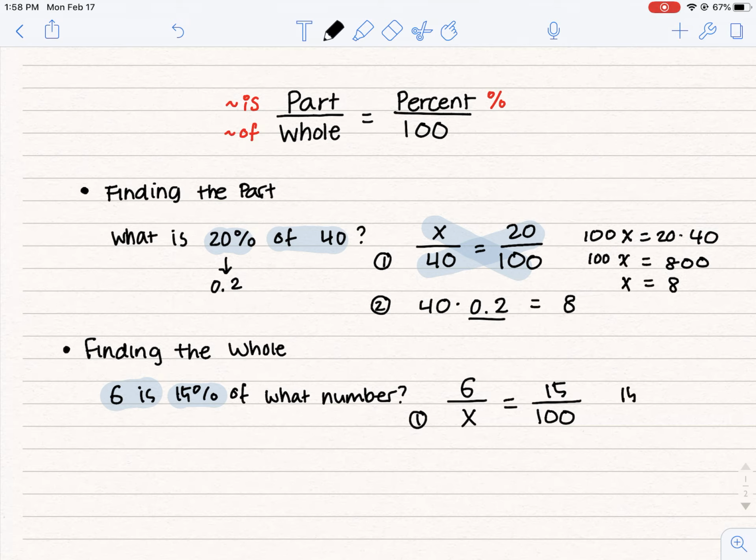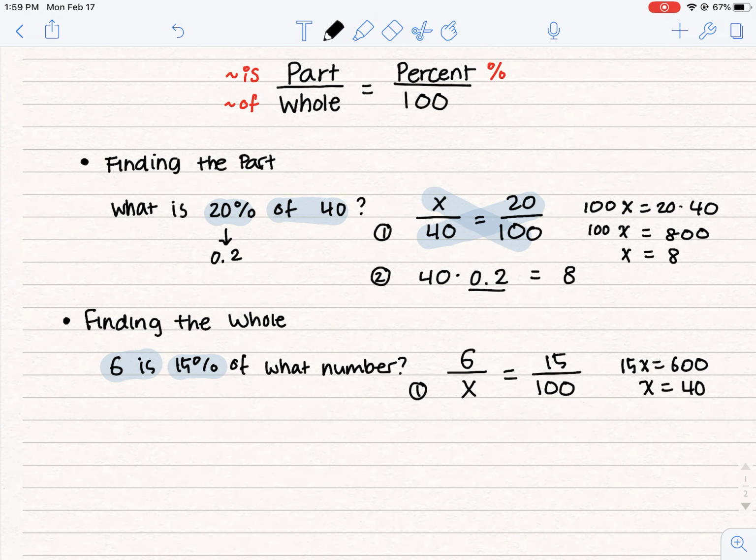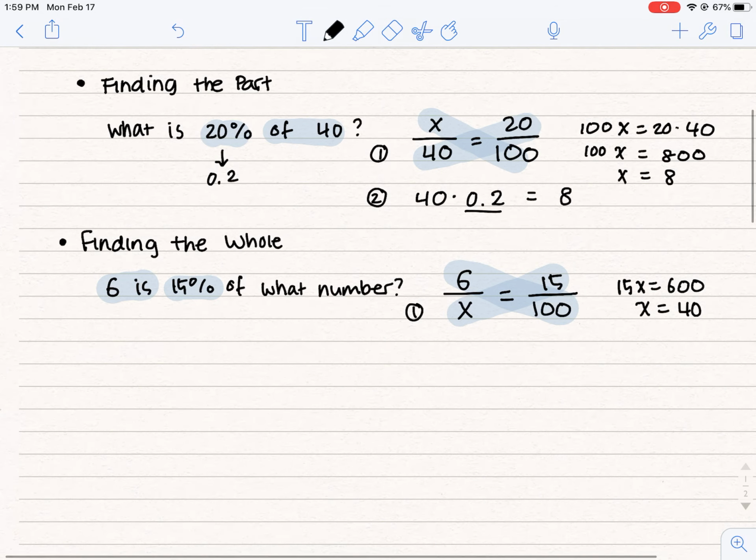So I do the same thing. 15 times x equals 6 times 100, which is going to be just 600. And then how you find out the number, you just do 600 divided by 15. X is going to be 40 if you do 600 divided by 15. So that's one way to do it. Like I said, you're going to do the cross multiplying.